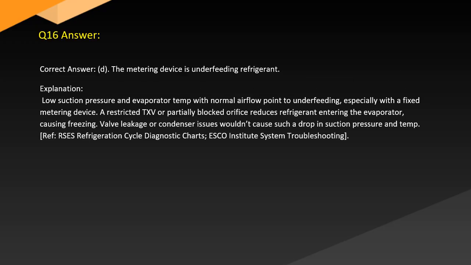Answer. Correct answer: D. The metering device is underfeeding refrigerant. Explanation. Low suction pressure and evaporator temp with normal airflow point to underfeeding, especially with a fixed metering device. A restricted TXV or partially blocked orifice reduces refrigerant entering the evaporator, causing freezing. Valve leakage or condenser issues wouldn't cause such a drop in suction pressure and temp. Ref. ASHRAE refrigeration cycle diagnostic charts. ESCO Institute system troubleshooting.